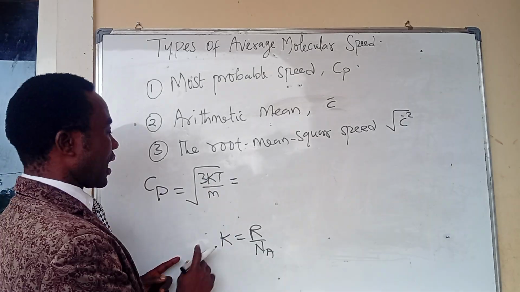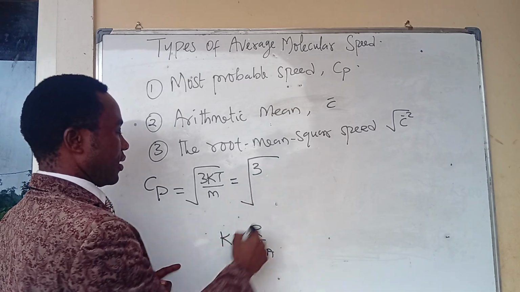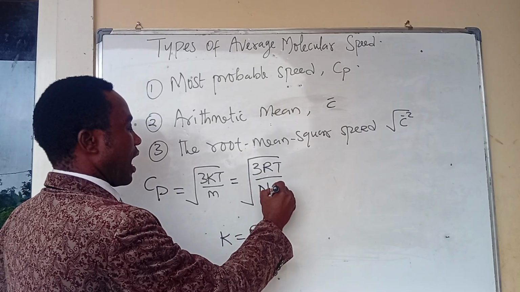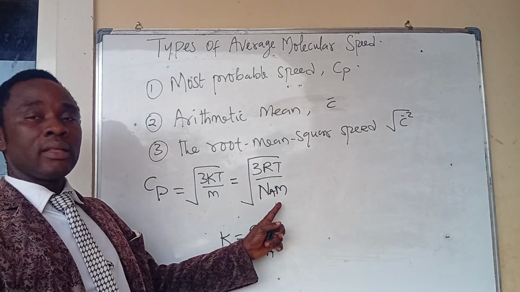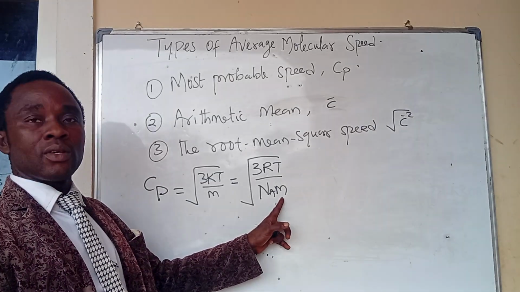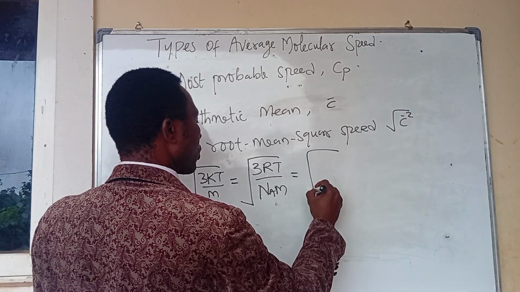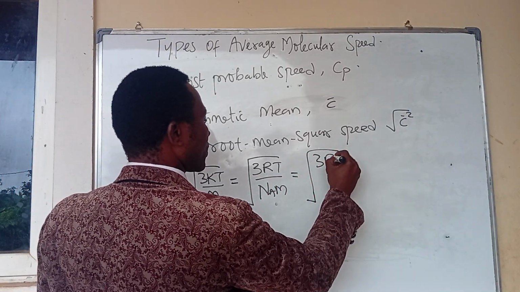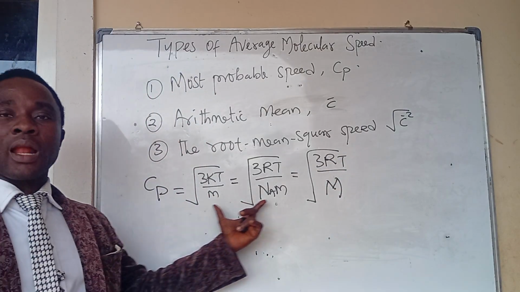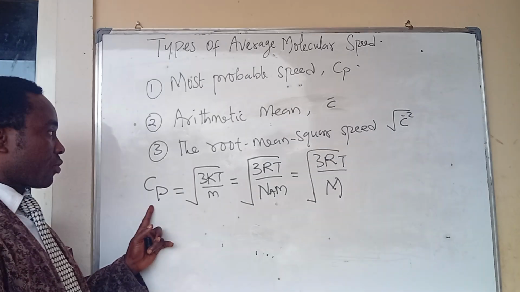K. That means that this becomes equals to square root of 3, instead of K we put R, okay, T, then all over the Avogadro's number multiplied by the mass. Now we know that Avogadro's number multiplied by mass will give us the molar mass. So that will give us square root of 3RT divided by what? By the molar mass. So this formula is the formula for what? The most probable speed of gas molecule.